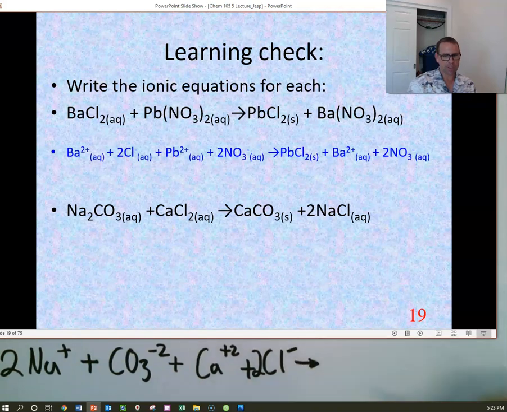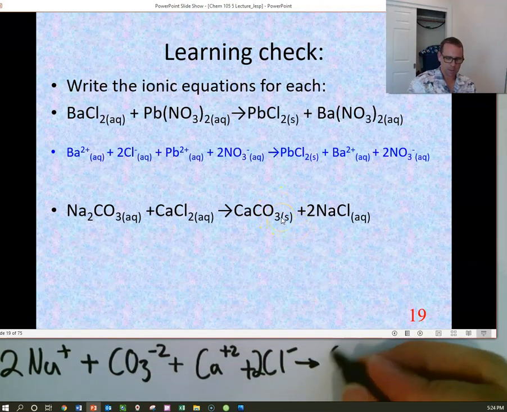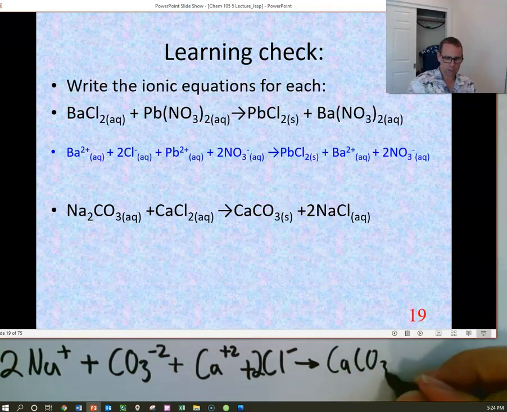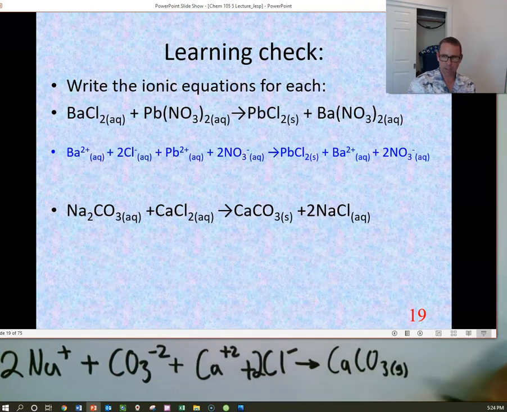Okay. What do I do with the calcium carbonate now? Do I break that up? It's solid, right? So it doesn't break up. CaCO3 is aqueous, insoluble. So I just put that directly how it is. Okay, very good.